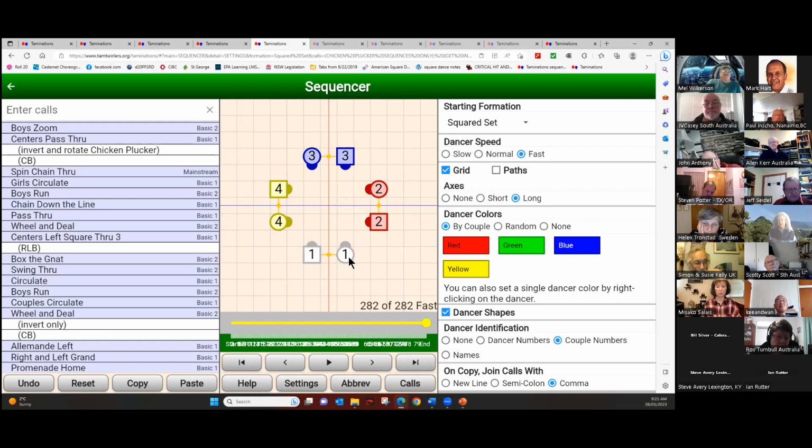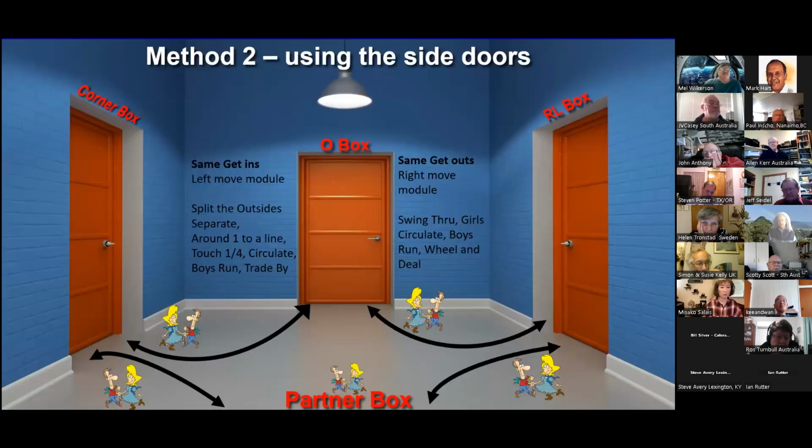The thing to notice there, and I'd like to challenge anybody to give me 3, let's take this off the screen for a second. Give me 3 of the sequences that were in that routine. I'll give you 1. Pass through, trade by. That's a chicken plucker without the right and left through. That moves me directly across. Most people can remember that.